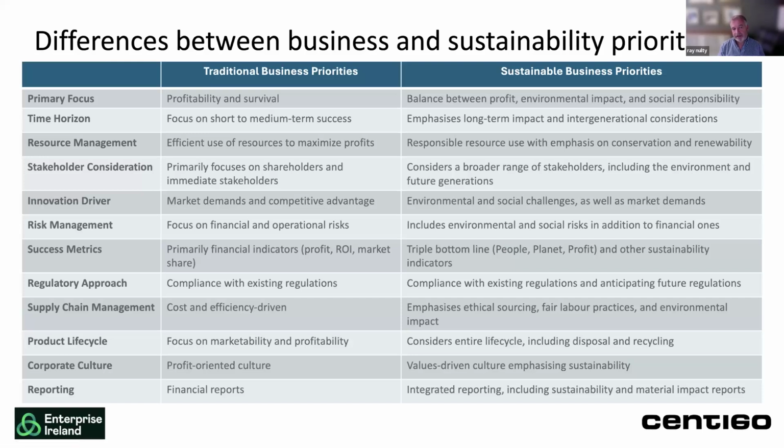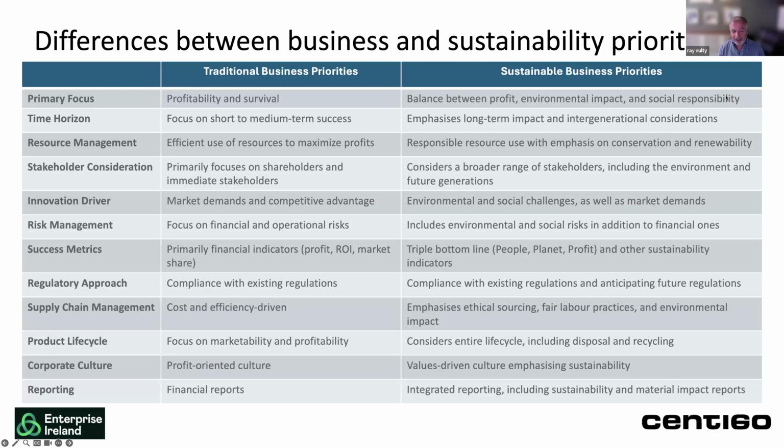And so we look at the traditional business priorities versus sustainable business priorities. There's a variation of them. The primary focus for a lot of businesses is profitability and survival. But actually a sustainable business looks at profitability and survival over a longer term, balancing a combination of profit, social and environmental issues. The time frame for sustainability is long term, whereas businesses tend to have a short term focus.